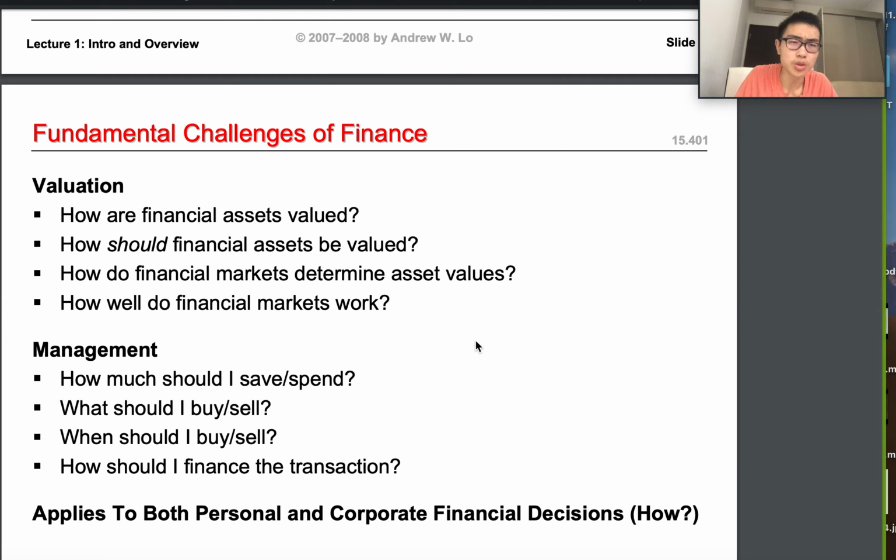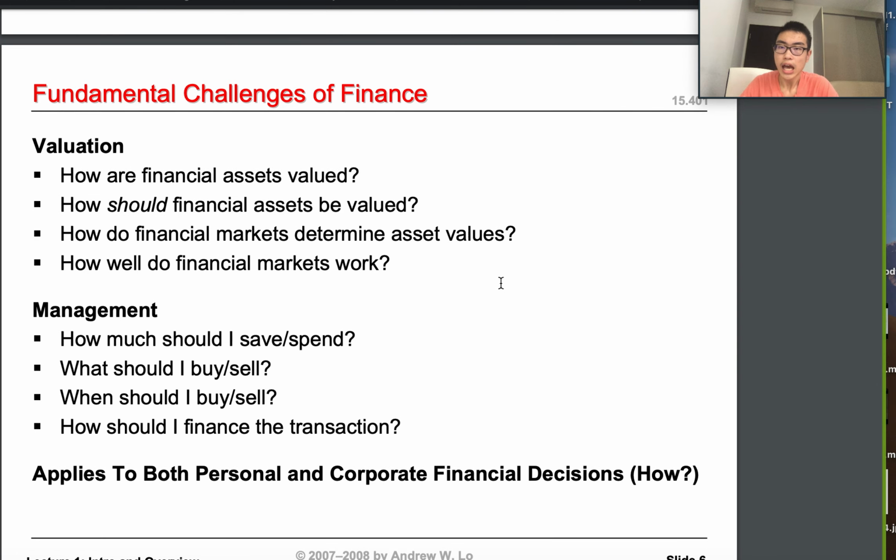What data should we choose? What formula are we going to use? What aspect of the market are we incorporating in this asset valuing process? And how do financial markets determine asset values? How well do financial markets work? After we know valuation, after we finalize the value of certain assets, or maybe we price certain assets, we ask questions on management. How should I spend or save the money?